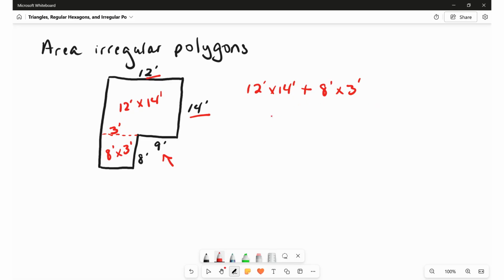So when we multiply this, we get 168 square feet, and we get 24 square feet. And when we add that together, we get a total area of 192 square feet.